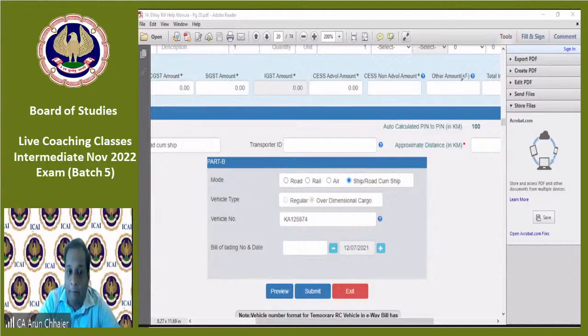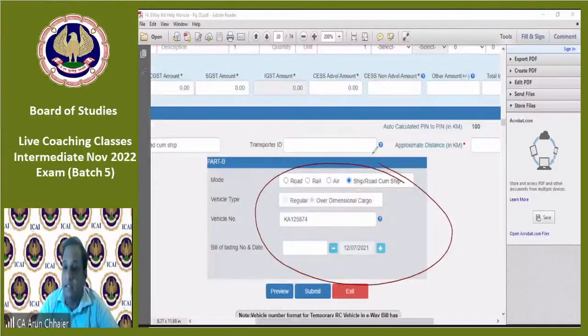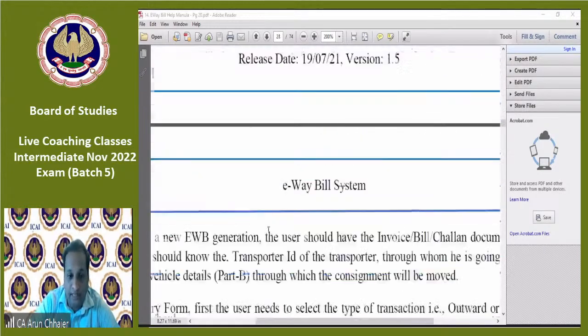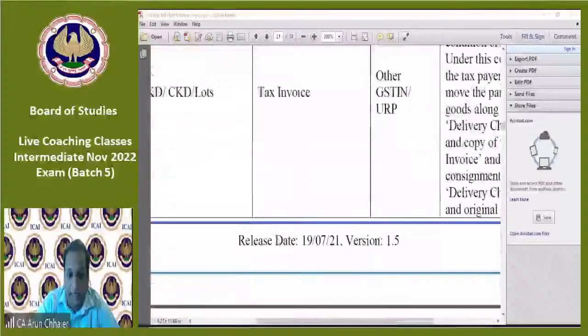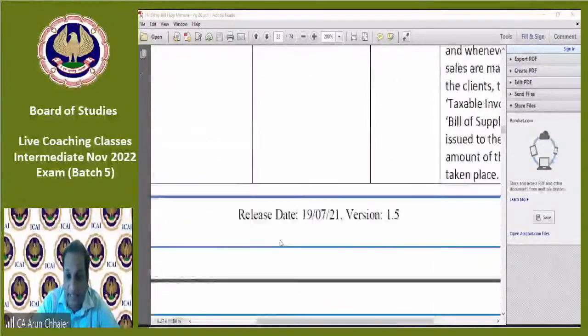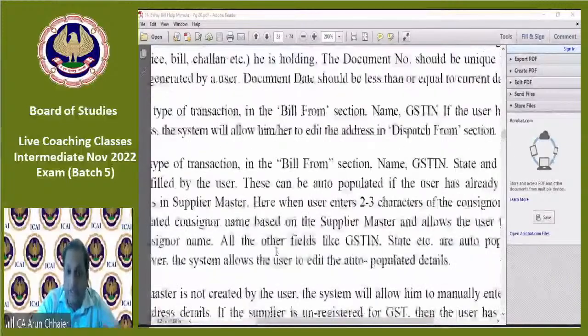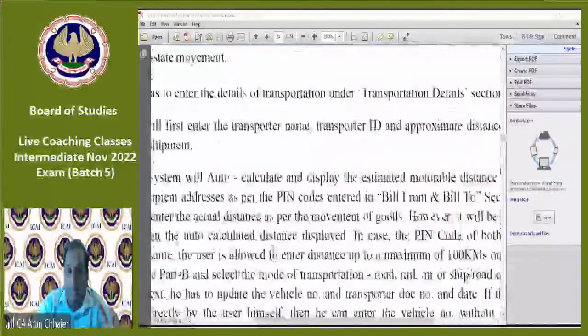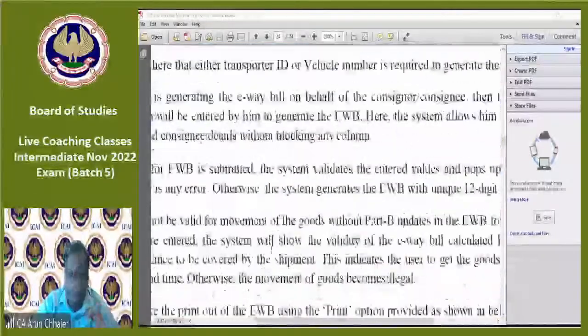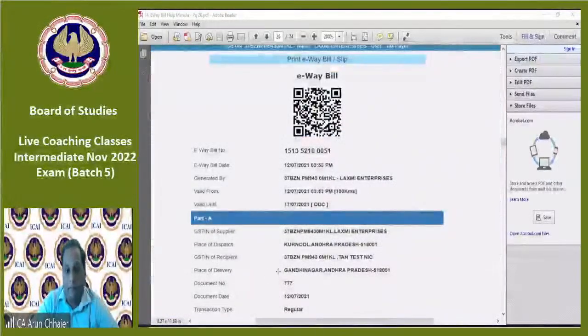So in part A, you enter the majority of the details. In part B, you enter the details relating to the vehicle. Clear? And then you can submit it as the e-way bill. Let me show you how the e-way bill looks. This is practical exposure, nothing to do with the exam, but you will have more clarity in the provision when you see the e-way bill. This is what the e-way bill looks like when you generate it.